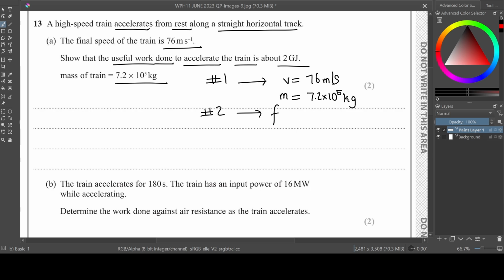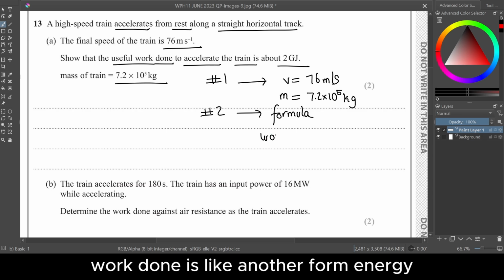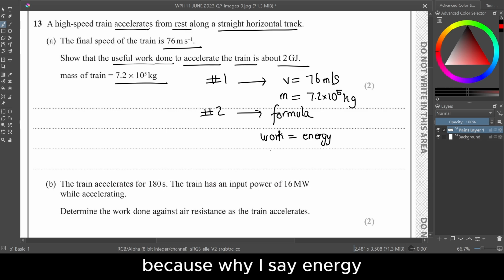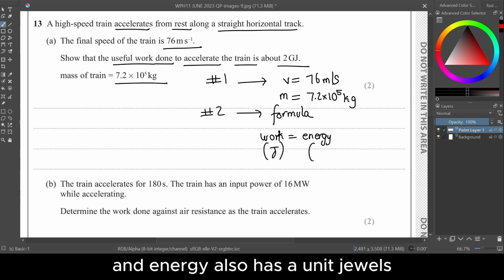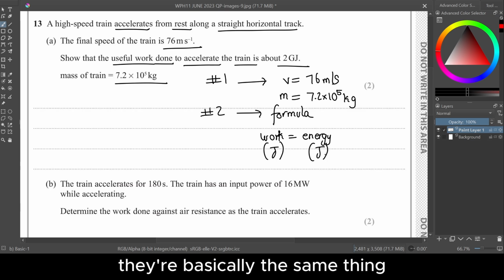Okay, formula. So work done, what is work done? Work done is like another form of energy. And what is the energy formula? Why do I say energy? Because if you notice the units, work done has a unit joules and energy also has a unit joules. So they're basically the same thing.